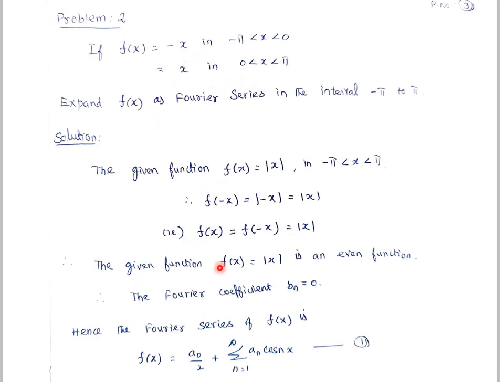Since the given function is an even function, by using the previous results, we can say that the Fourier coefficient Bn will become 0. Therefore, our only part is to find a0 and an to express the given function in terms of Fourier series. No need to find Bn because the Bn value is equal to 0. In this problem, we have to find only the Fourier coefficient a0 and the Fourier coefficient an.